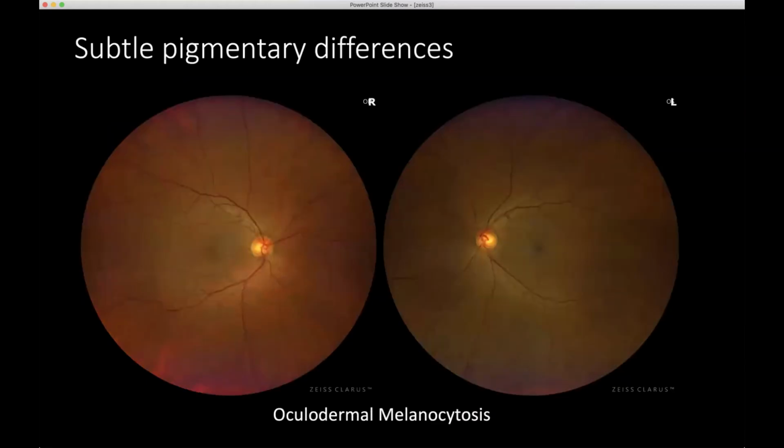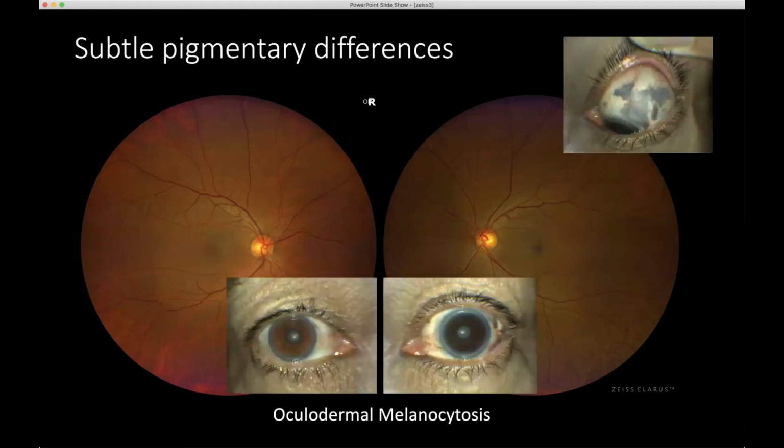One of the nice things about the Zeiss True Color is that you can pick up subtle pigmentary changes. This is an example of oculodermal melanocytosis, and you can see here the increased pigmentation in the left eye compared to the right. And this is also seen in the iris heterochromia, as well as the scleral discoloration.